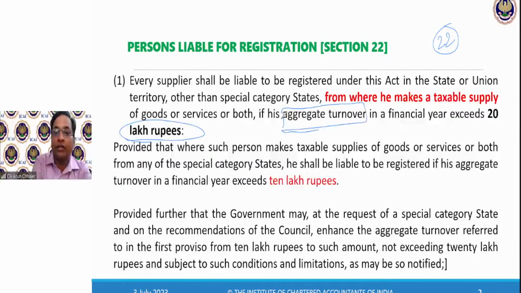Point to be noted, the word is aggregate turnover. Can you quickly reply what is the aggregate turnover? Because it has already been covered. Can you quickly tell me what is the aggregate turnover?